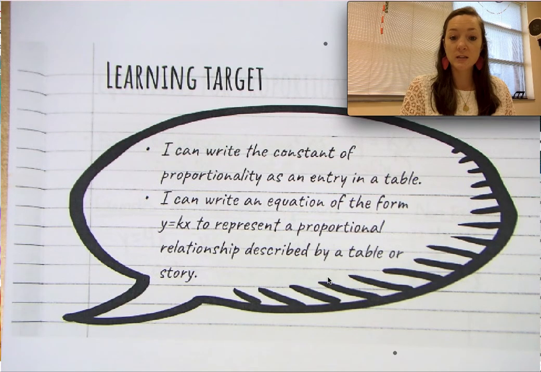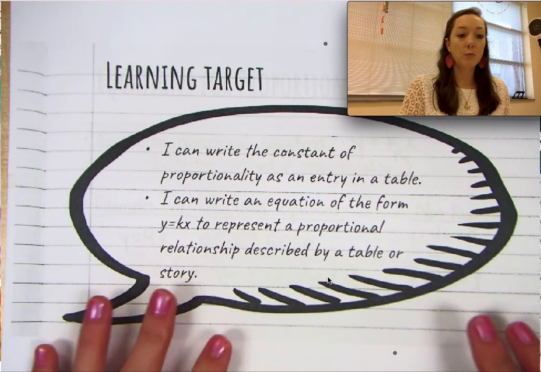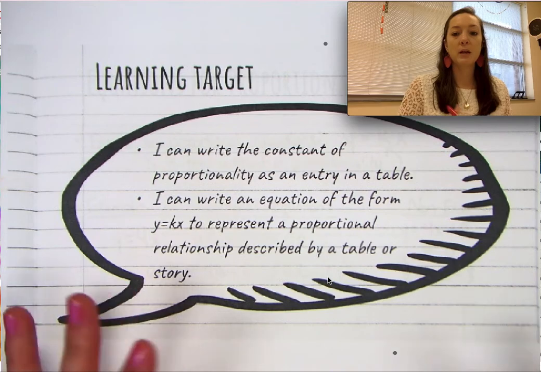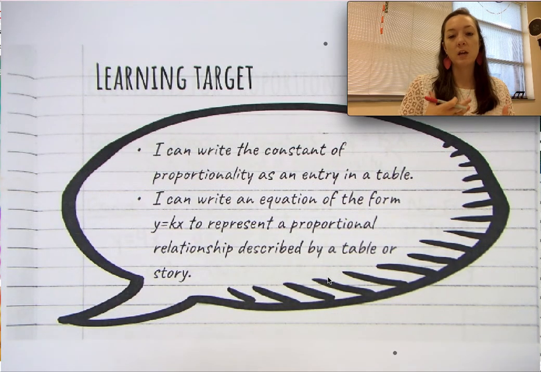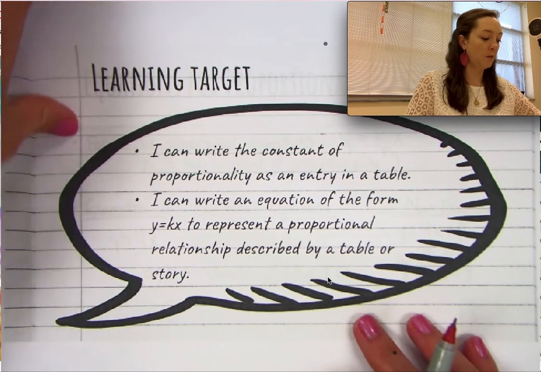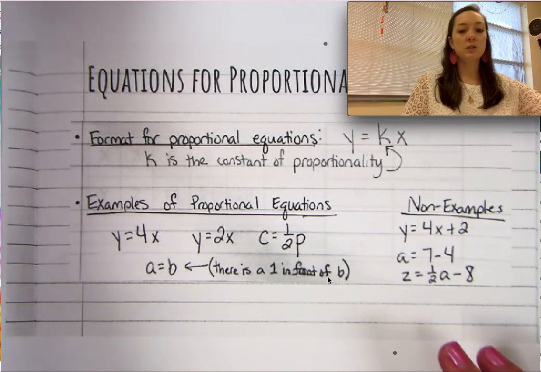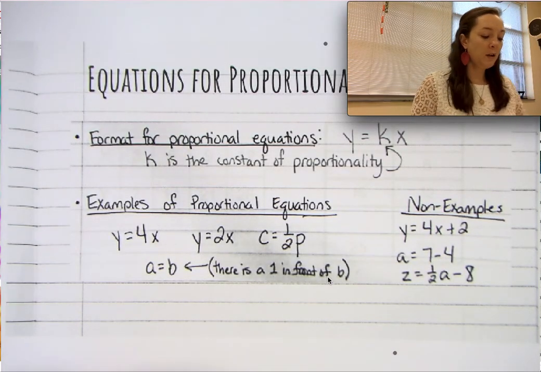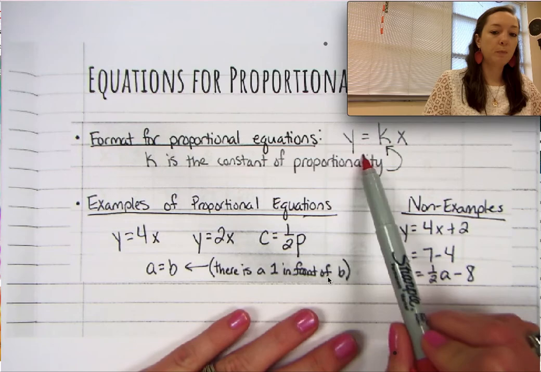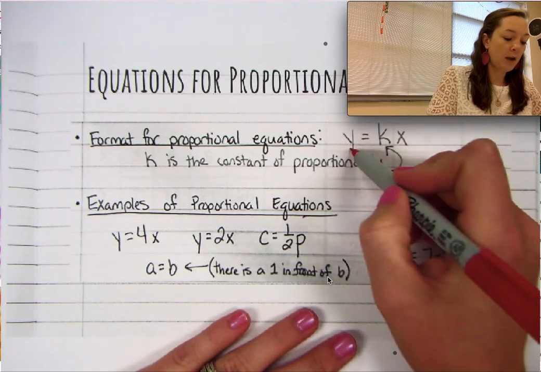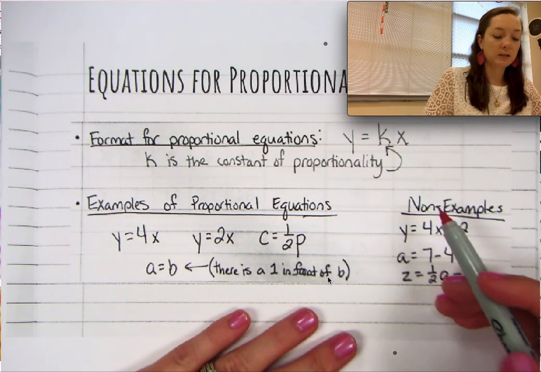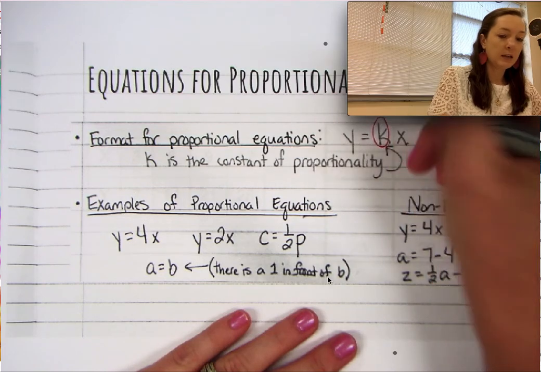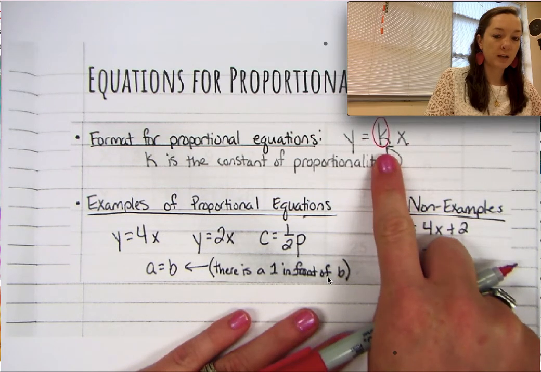We did this in a previous lesson, but we're going to practice this a little bit more and make sure that we can understand those tables and read those tables very well. So, just to review, we know that an equation that is proportional is in this format, y equals k times x. And k is our constant of proportionality.